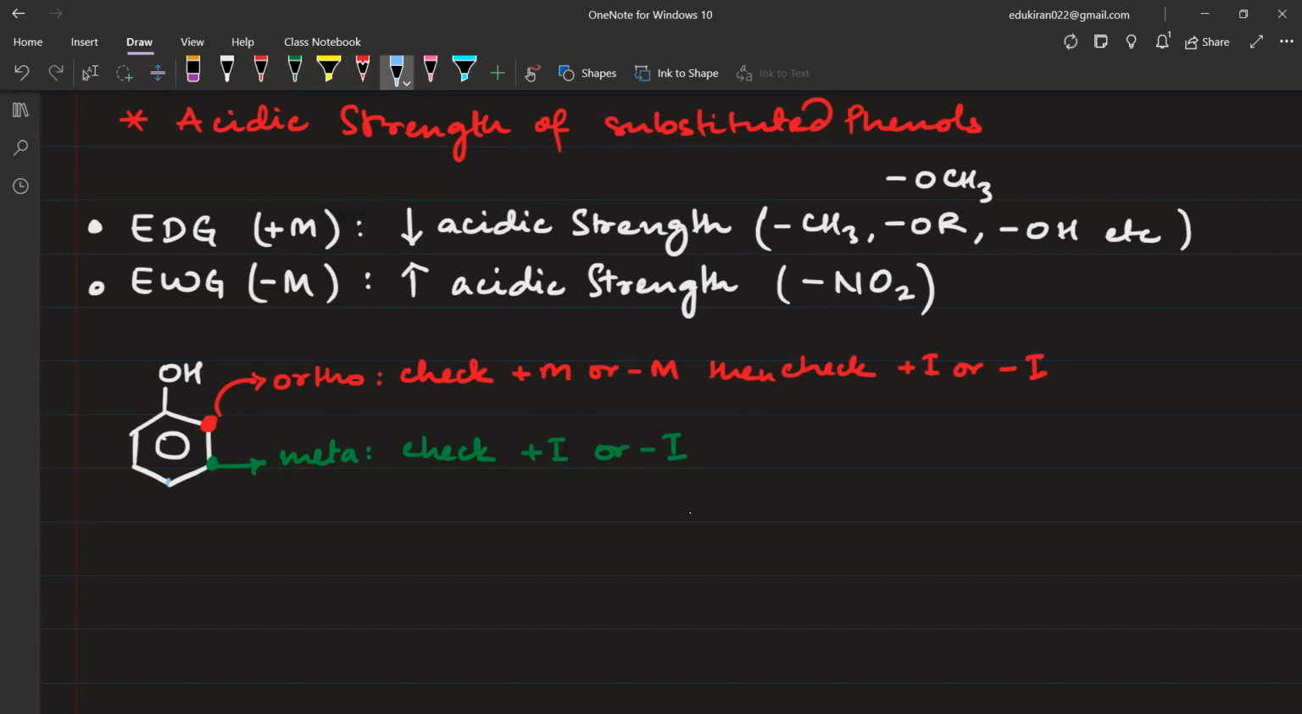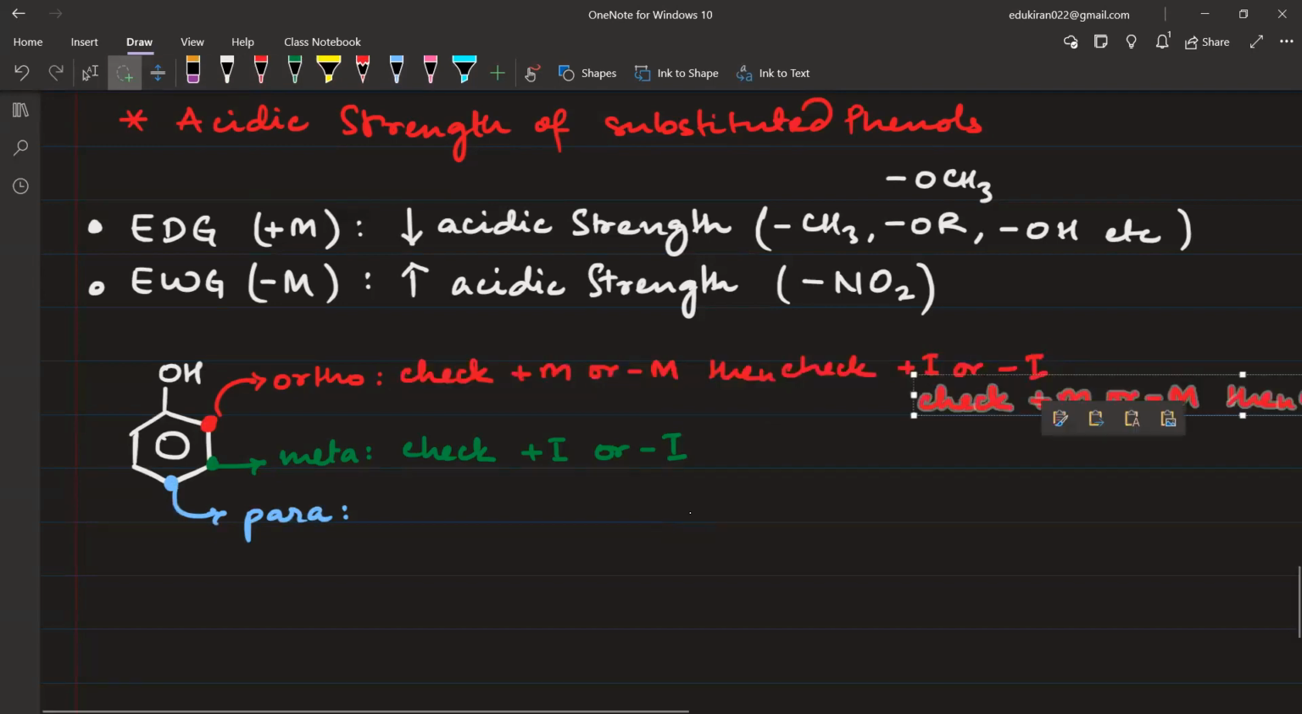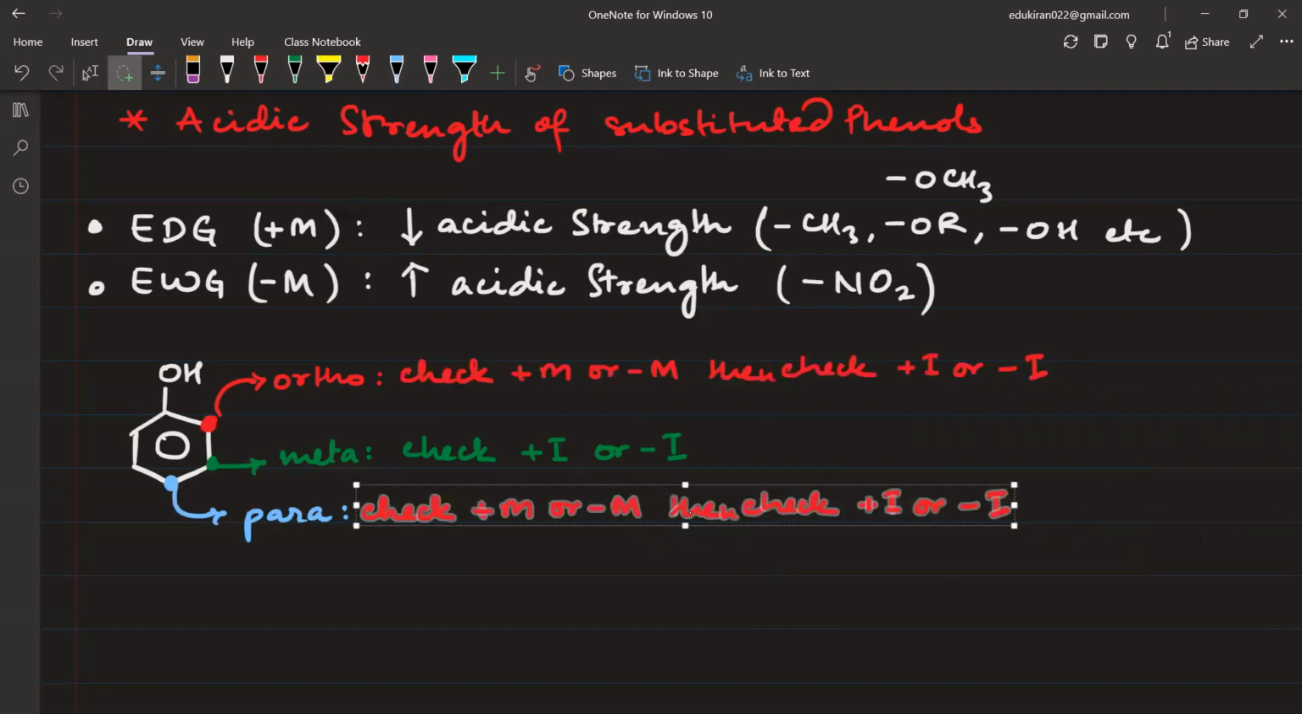So if it is added on the meta position, the mesomeric effect or the resonance effect is not shown. And at last, we have the para position. So in para, you will do the same thing as we have done in the ortho position. We are going to check the plus M or minus M, and then we are going to check the plus I or minus I. Please write this down. Let me know once you're done.